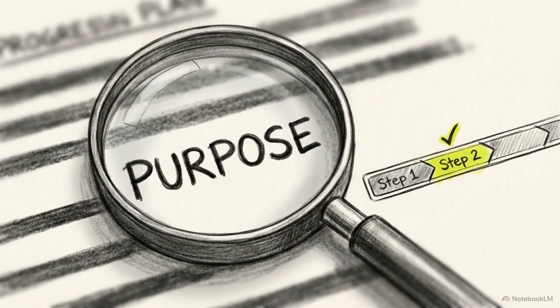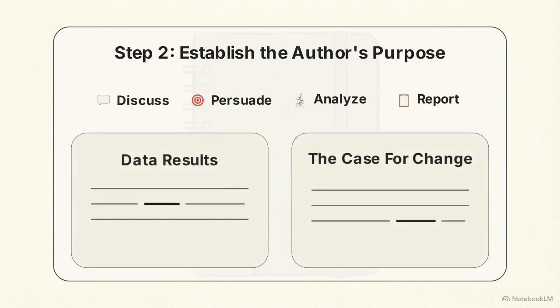Step 2 is to establish the purpose. Understanding why the author wrote this piece provides the necessary context to evaluate the argument. Academic authors typically have one of 4 goals: to discuss, to persuade, to analyze, or to report. Look at the tone of the headings and the bold words you previously identified.